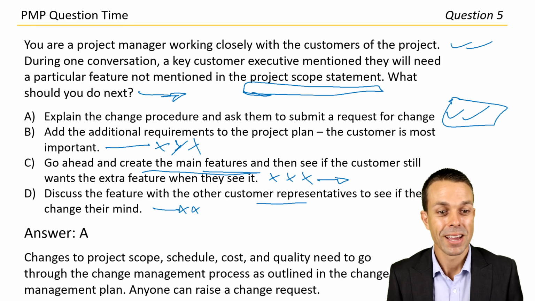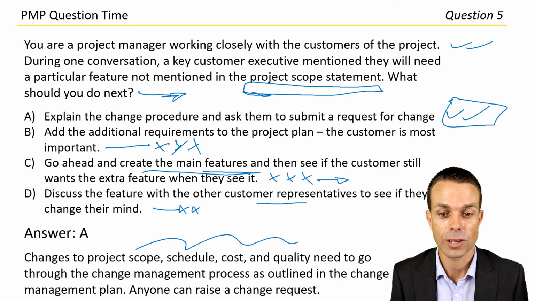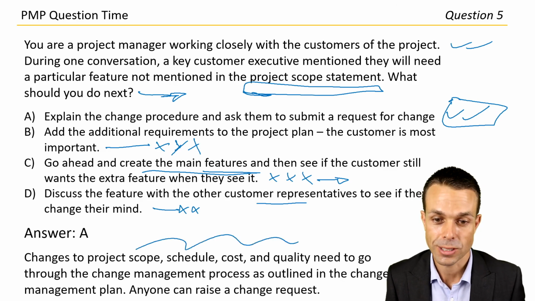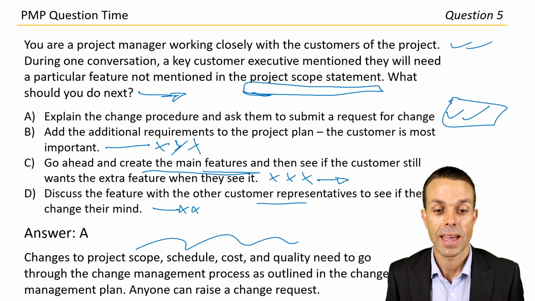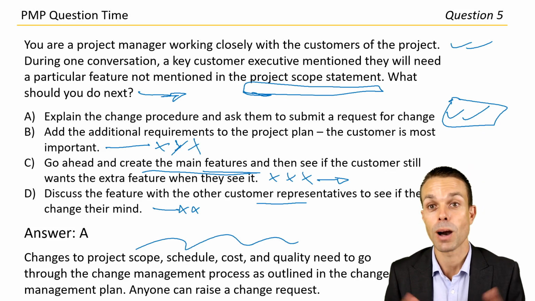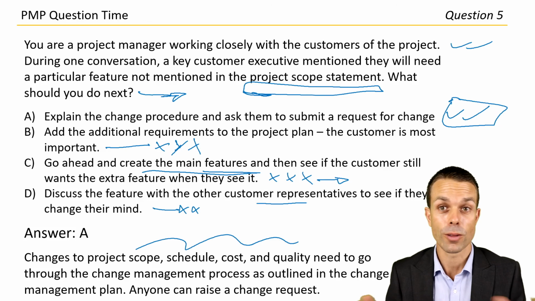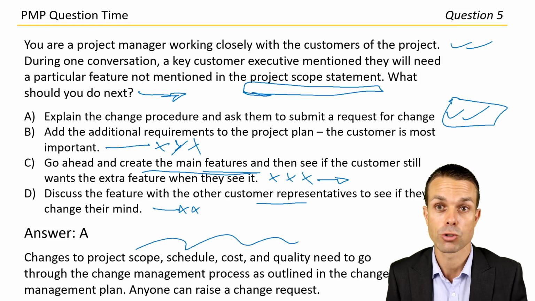Answer A, excellent. Changes to project scope, schedule, cost, and quality need to go through the change management process as outlined in the change management plan. Anyone who is part of your project can raise a change request, of course, and then it goes through that change control process, and is either approved or declined. And that's a wonderful thing to know.